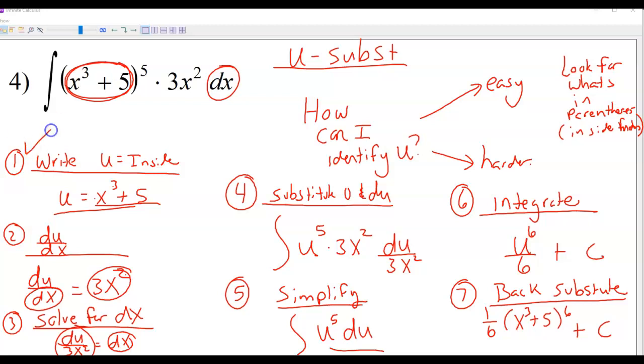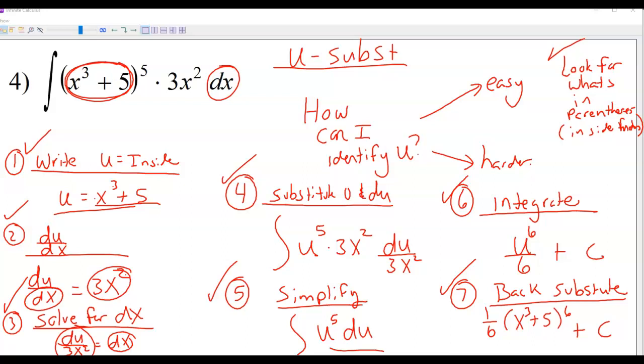So, step 1, write down your u. How do you know what your u is? The easy way is just look for whatever's in parentheses. Step 2, find the derivative of that. Step 3, get the dx by itself. Step 4, replace everything with a u or a du that you can. Step 5, simplify. Step 6, integrate. Step 7, replace the u once again with what it originally was.